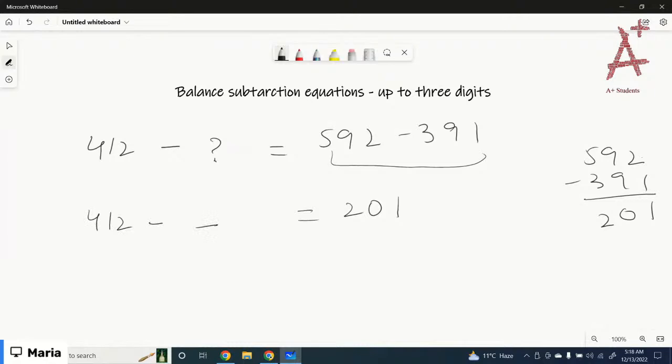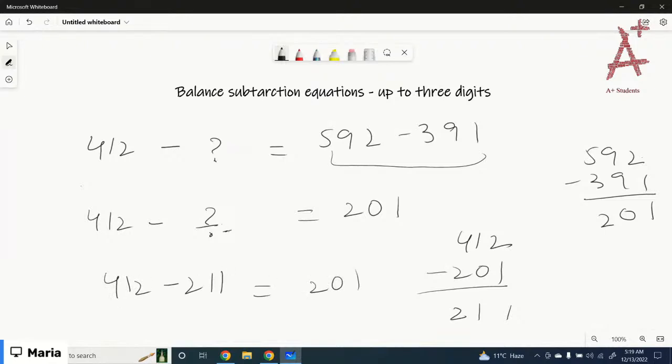Okay, you can solve the question like we did in the lesson right before this one. You have to find a smaller number. Got it? Whenever you have to find a smaller number, you have to subtract the difference from the greater number. Just subtract 201 from 412. 2 subtract 1 is 1. 1 subtract 0 is 1. 4 subtract 2 is 2. That means here the missing number is 211. Got it? You can check, just subtract 211 from 412.